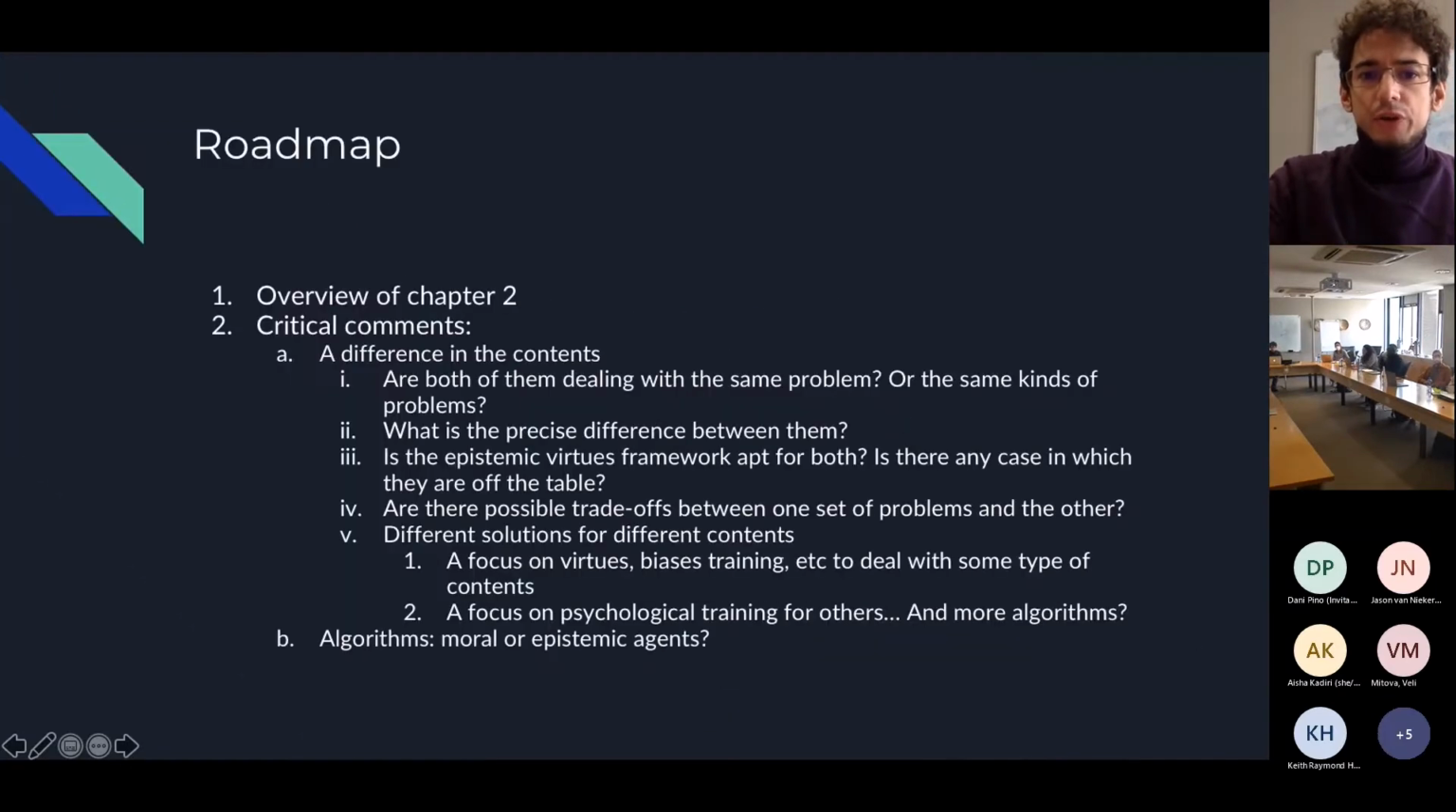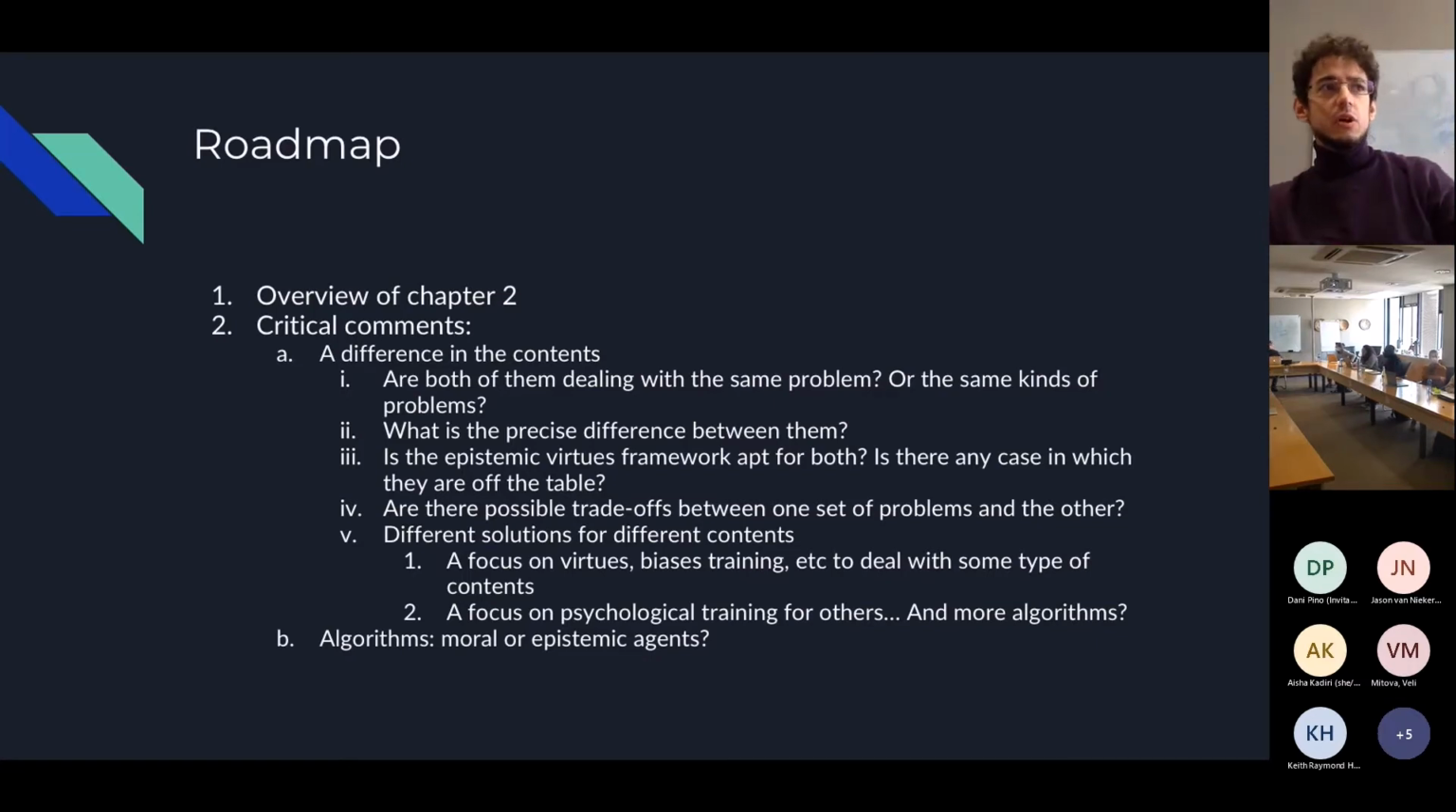Okay. I'm going to provide a very quick overview of chapter 2, taking into account that we already had the author's overview, and then I will introduce a couple of critical comments. The most important one will be the difference in the context that we are dealing with when it comes to chapter 2, the moderation. And I will raise the question about algorithms and see how we could have some more insight on that for this project. And after this, Abe will present his comments.